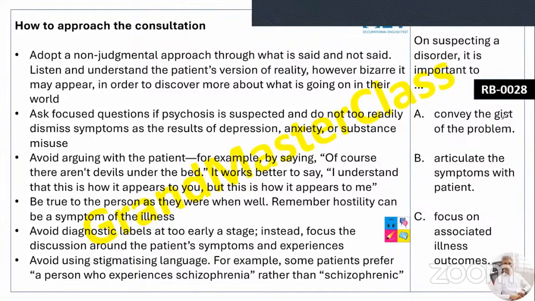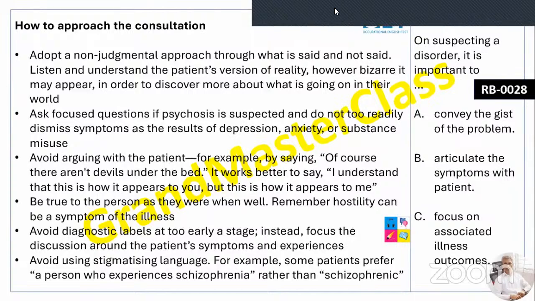It is not written anywhere that we can give a glimpse of the problem. And the third option, 'focus on the associated illness.' Contrarily, they told us inside this paragraph that we should not jump towards depression and anxiety so quickly. So only one thing is pertinent to this question and this paragraph: correlate the symptoms of the patient before making a diagnosis. That's why B is the option. Okay, that's very good.